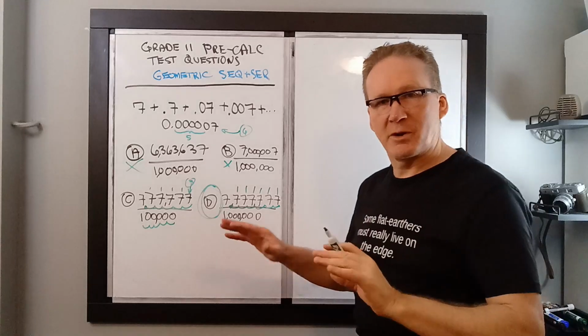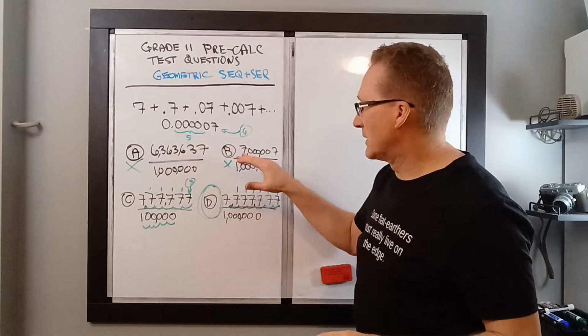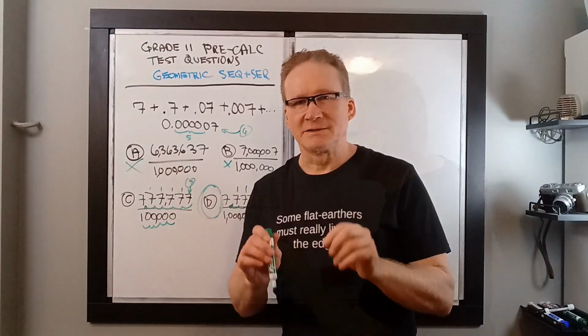This is not a hard problem in theory. It's just a hard problem in practice because of trying to keep track of all the sliding over of the zeros.